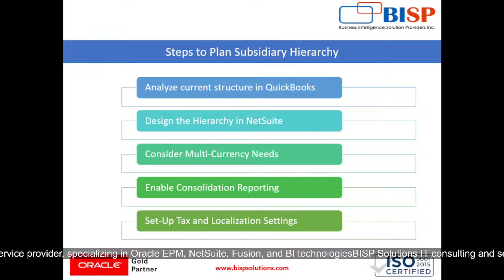For example, a parent company is there, where subsidiary A and subsidiary B will be there, and subsidiary B1, which is a child company of subsidiary B, will be there. Then, considering multi-currency needs, which means we will be assigning currencies to subsidiaries based on their operating region. Then, enable consolidation reporting, where we will be ensuring the hierarchy supports consolidated financial statements, which includes intercompany transactions.